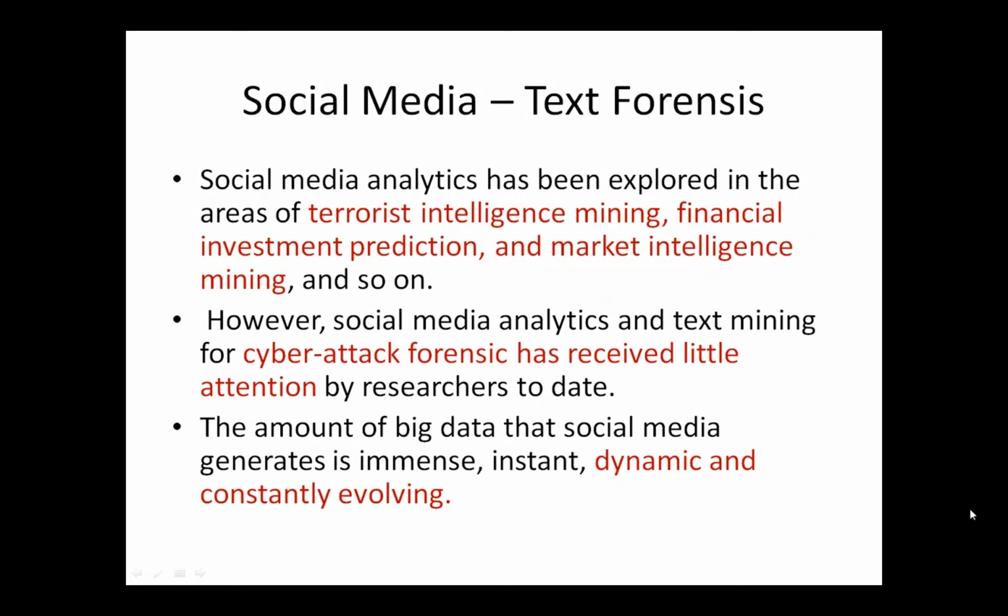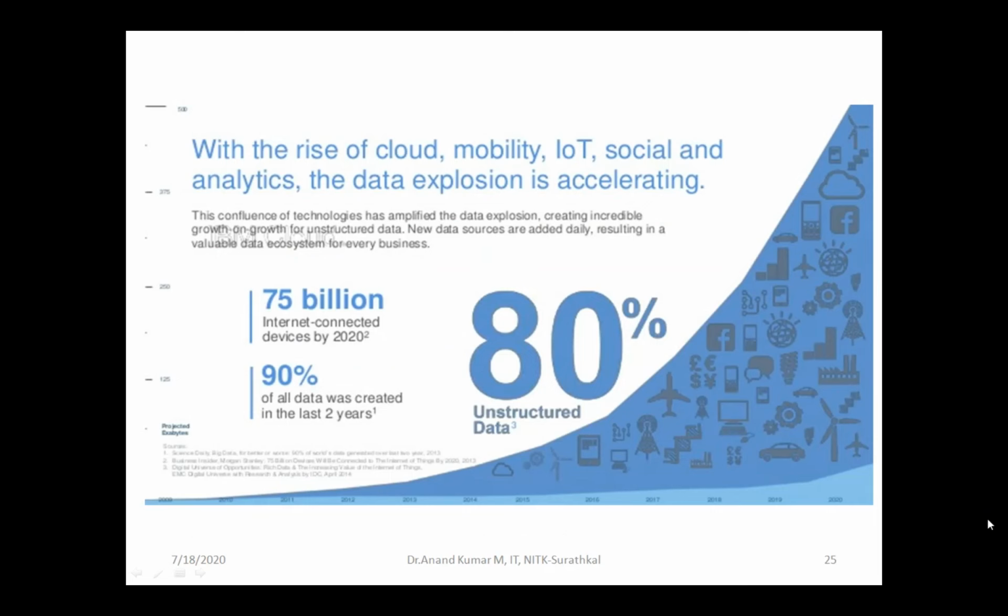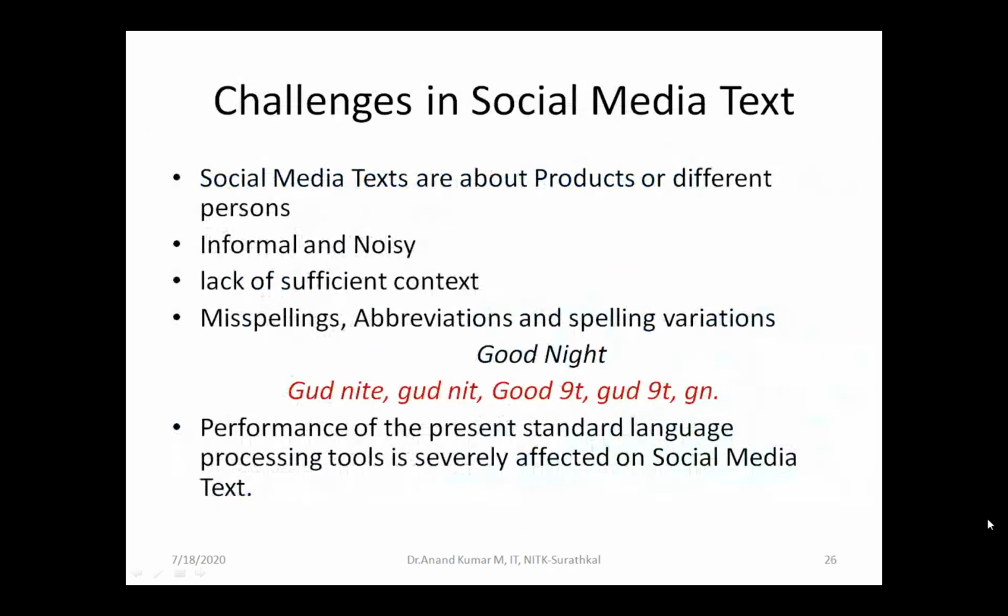As I said earlier, the quantum of data available in social media is immense. It's constantly dynamic and evolving also. So we need a good system to identify these cyber attacks. I said earlier that 80% of the data we have is unstructured data, and 90% of data was generated in the last 2 years. It's because of social media, cloud computing, and IoT. So we need to give security to this complete data, with the help of cyber security.